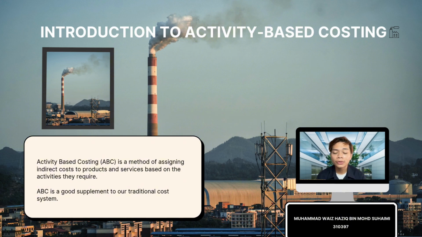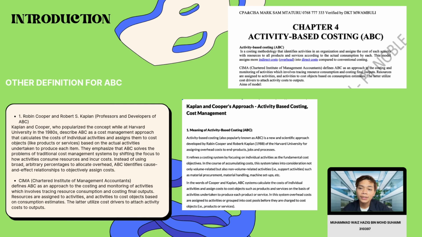So today I'm going to be talking about the introduction to activity-based costing. Activity-based costing, or ABC, is a method of assigning indirect costs to products and services based on the activities they require. ABC is a good supplement to our traditional cost system. So moving on to the second slide, we have other definitions for ABC.